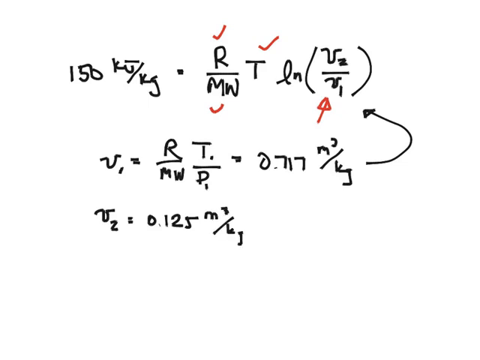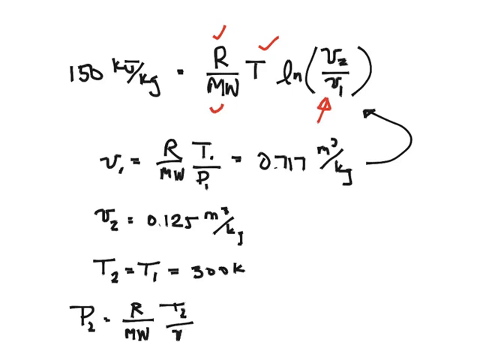Okay. So our next step, we know our specific volume at 2. We also know our temperature at 2. T2 equals T1, since it's an isothermal process, is 300 Kelvin. And so now we can just use the ideal gas law again to find P2, which is what we're looking for in part A of this problem. P2 is R over molecular weight times T2 over V2. We know all these things. When we calculate this, we come out with 688 kilopascals, and that is our answer for part A.